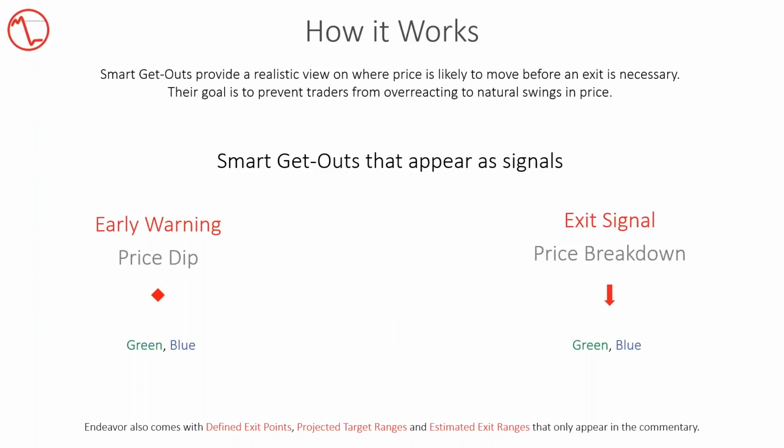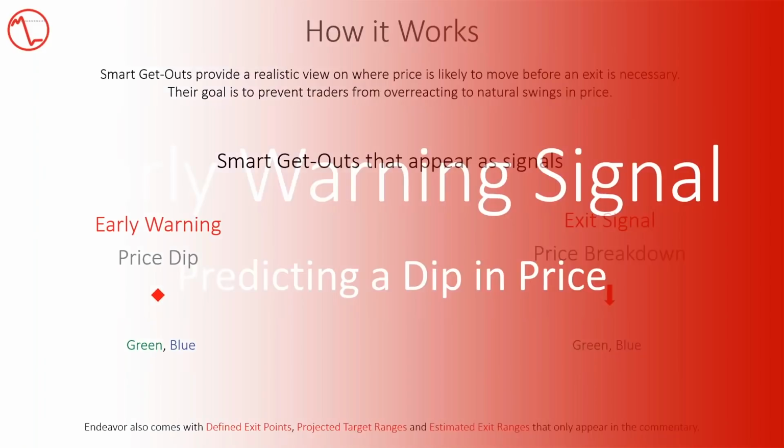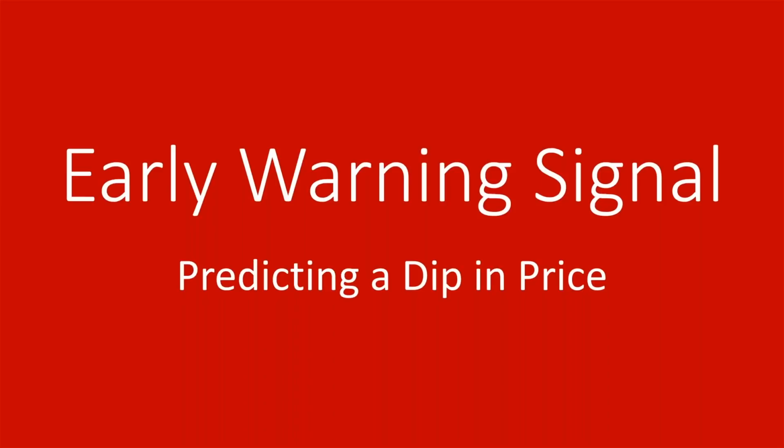Early warning signals appear as diamonds, and exit signals appear as downward arrows above price on charts. Both of these signals are used when analyzing green and blue movements. Now, let's see these in action, starting with the early warning signal, predicting a dip in price.